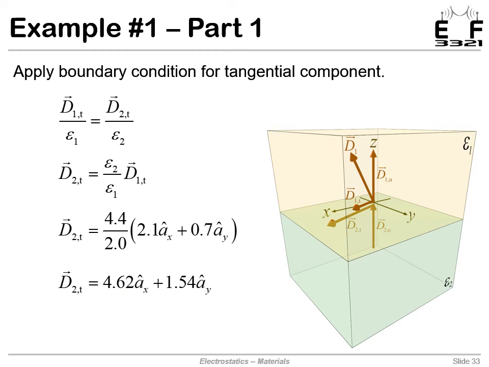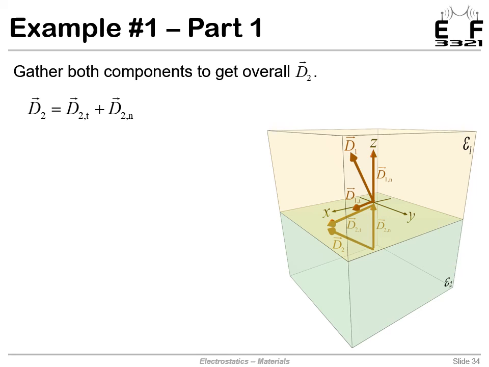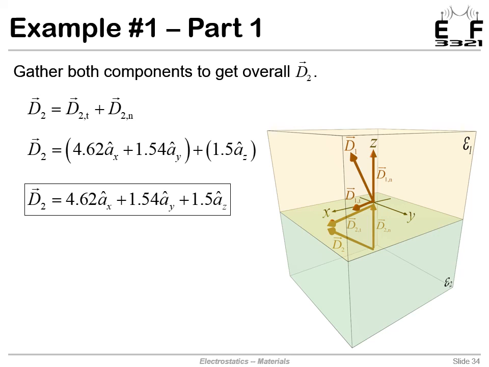So we applied our two different boundary conditions. We now have the normal and tangential component of D. All we have to do is reassemble them to get the overall D2. So that's exactly what we do. We just add them together. And there's our D2. And we plotted it over to the right as well. Draw a box around it, and we can say that we're finished.